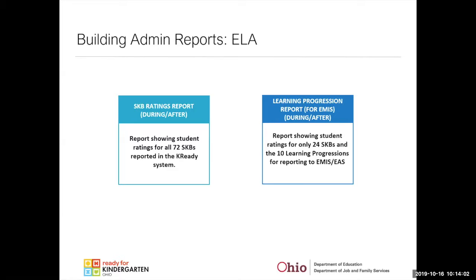The second one is the learning progression report for EMIS. Again, this can be pulled both during and after. And this is going to show the 24 SKBs that are required for the 10 learning progressions.